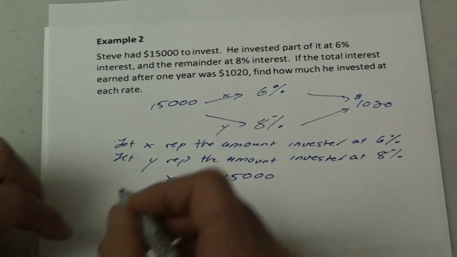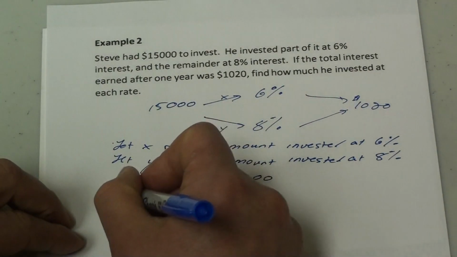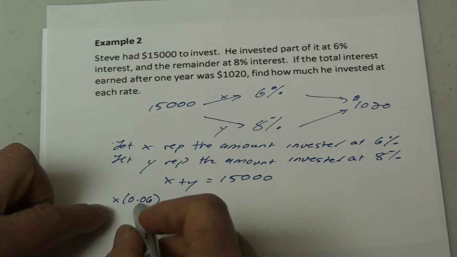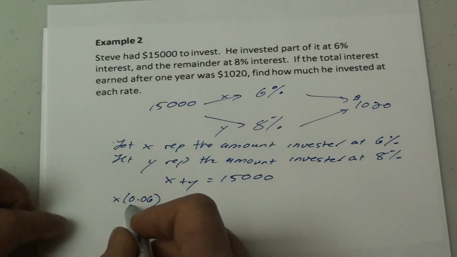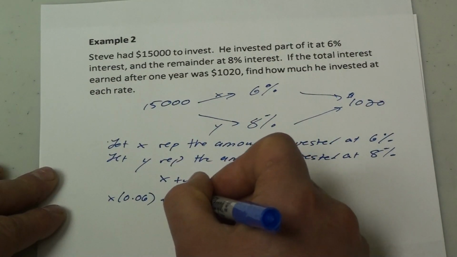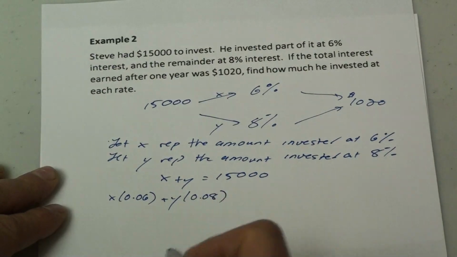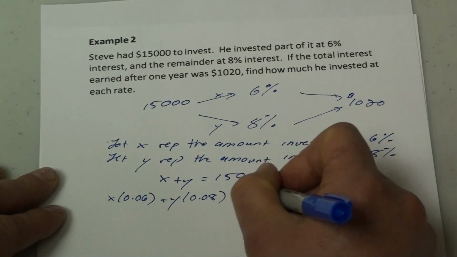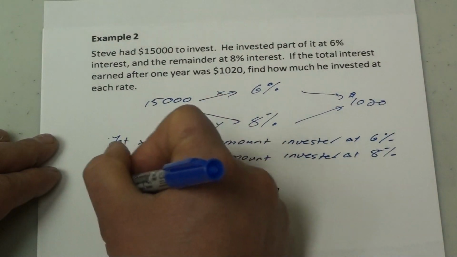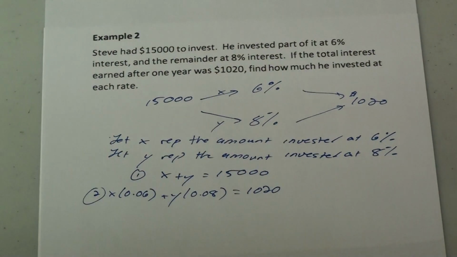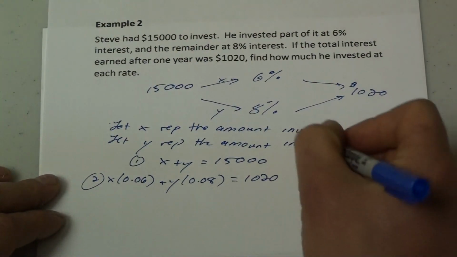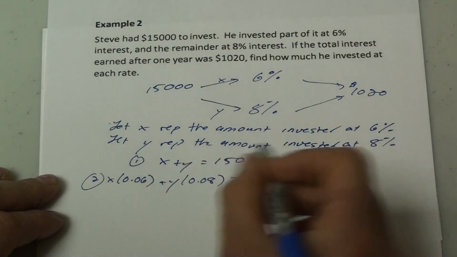Well, how do you get interest? You take your amounts and multiply by the interest rate. So my x amount is multiplied by 6%, or 0.06 as a decimal. And my y amount that went into the other account is multiplied by 0.08, the 8% as a decimal. And in total, it's going to give me $1,020. Okay, so I have my equation 1, I have my equation 2, and I'm going to do substitution again. Take the first equation and get a letter by itself. This time, let's get x by itself.